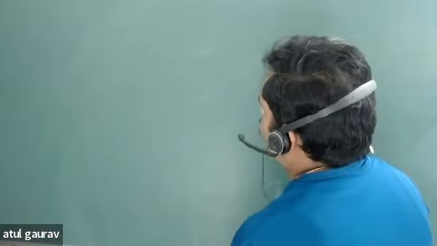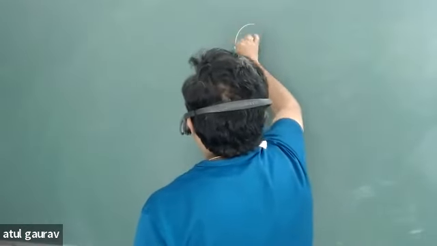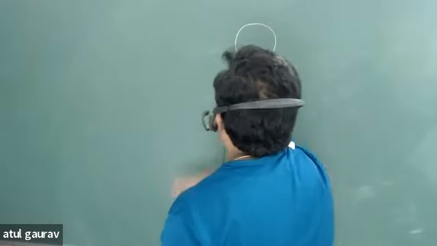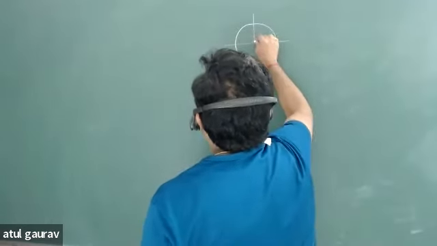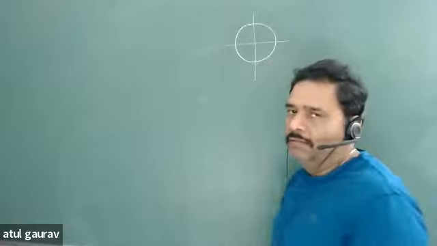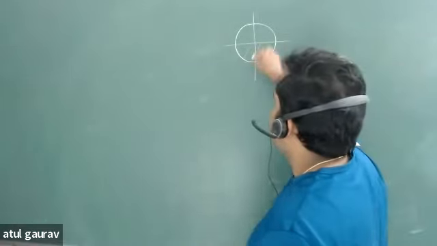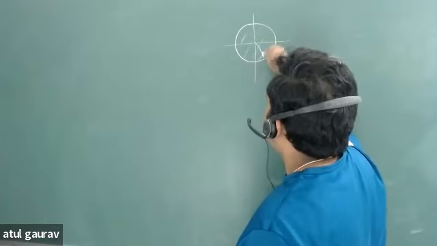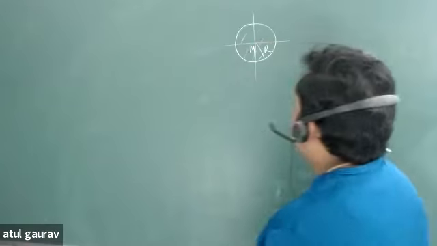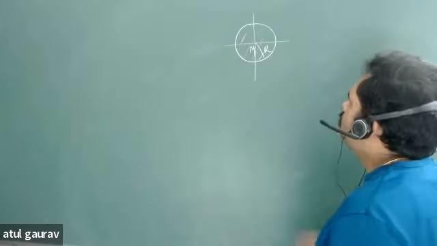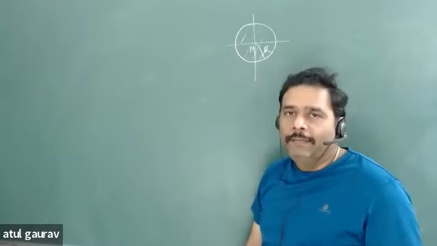Let's go. Let's go for the moment of inertia of the solid sphere about its diameter. Let's try to calculate it. Solid sphere about its diameter. The radius is r, mass is m. How will you calculate it? So we have to calculate the moment of inertia about the diameter.